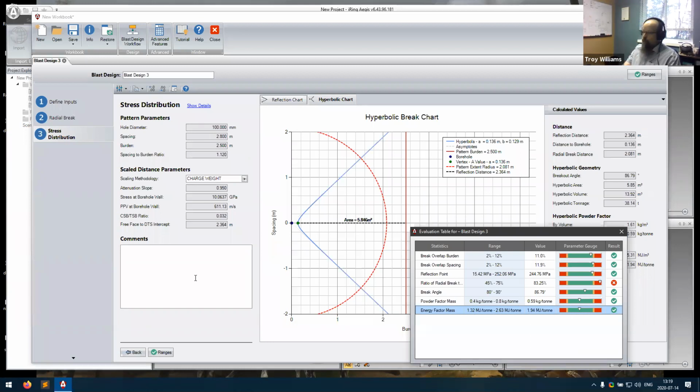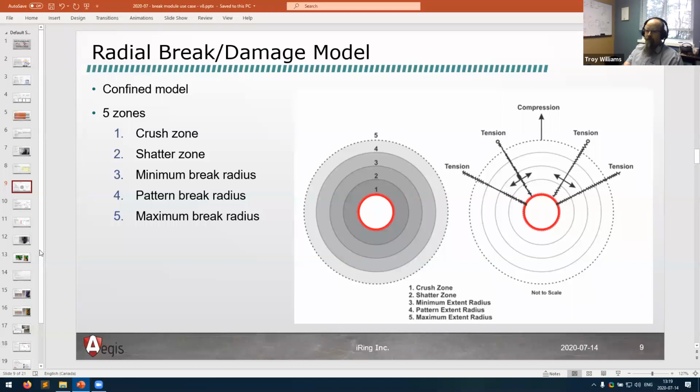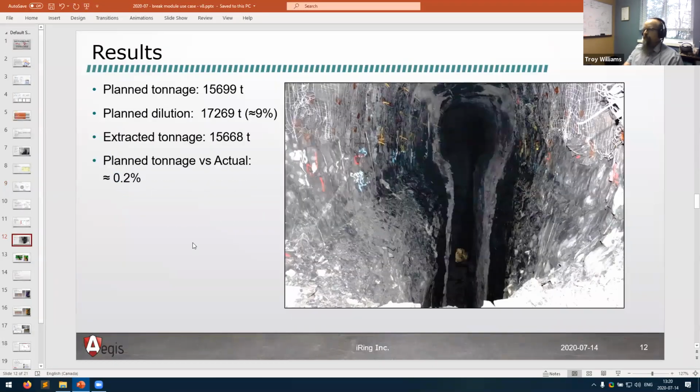So what we did is we helped them design a blast based on those pattern qualifications. When they finished designing their rings, they had planned for about 15,700 tons of ore, and they planned for about 9% dilution. When they blasted the stope out and finished extracting the muck, they pulled out about 15,668 tons. So the planned tonnage versus the actual tonnage was less than 0.2% difference.